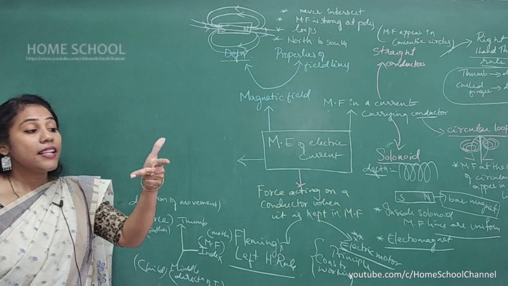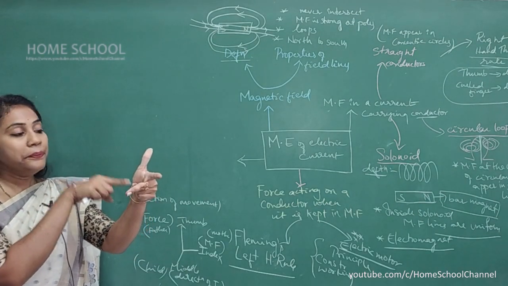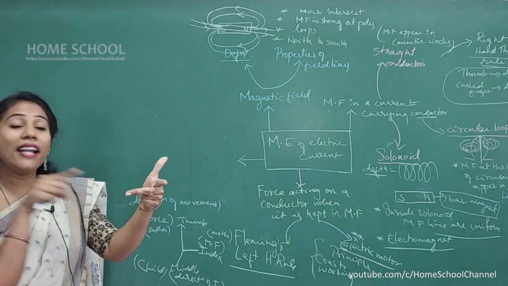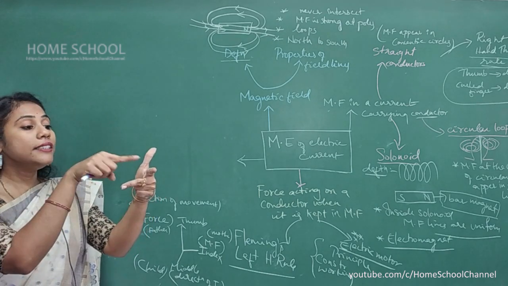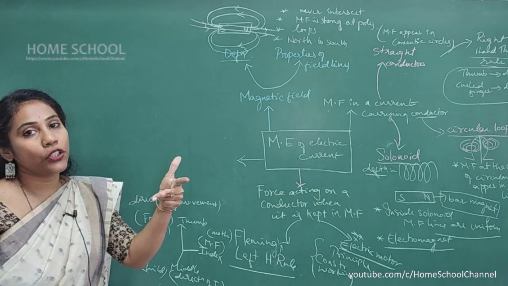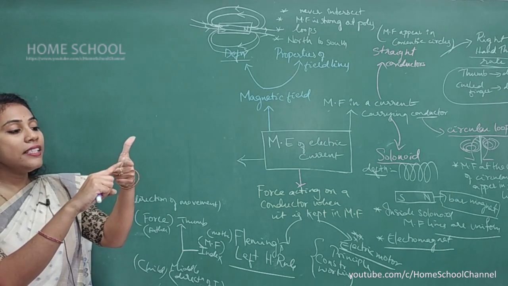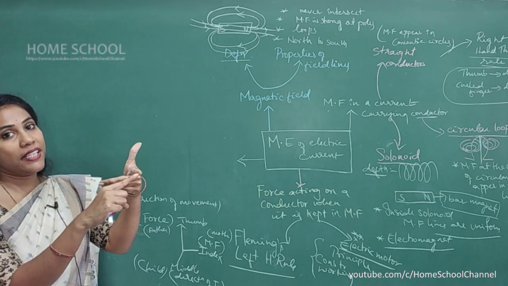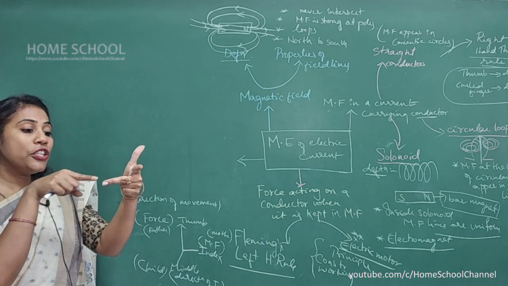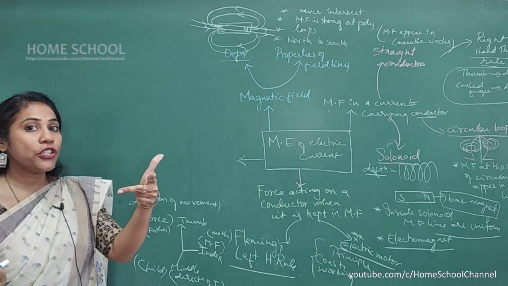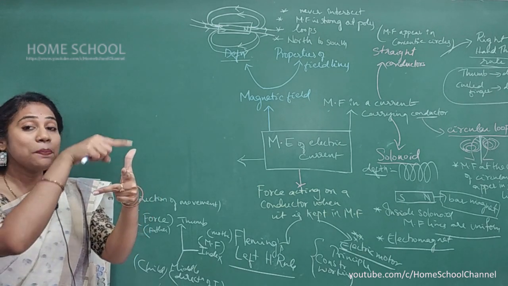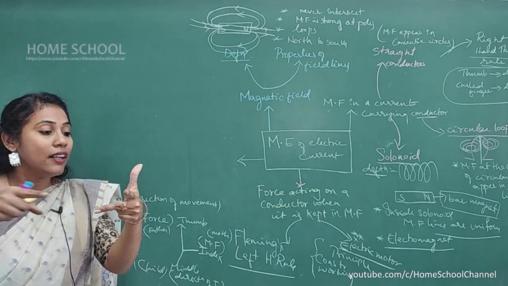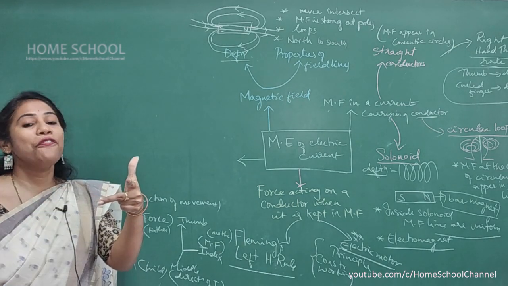See guys, take the left hand and stretch the thumb, index finger and middle finger as far as possible, so that all three fingers are mutually perpendicular to each other. If you consider the direction of magnetic field as the direction of the index finger, and the direction of the middle finger as the direction of current, then the force experienced by the conductor, or the direction in which the conductor is moving, is given by the direction of the thumb.